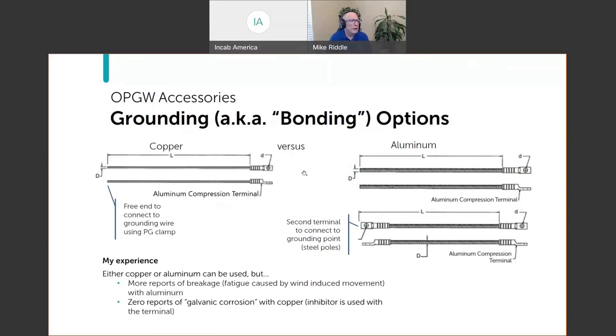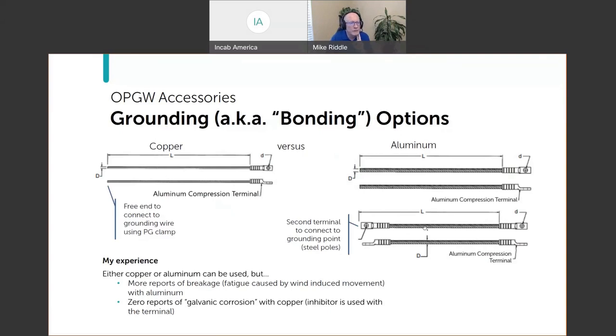Grounding, sometimes called bonding. You have two options, copper bonding straps, as they're often called, versus aluminum bonding straps. Both are fine. You might have a free end where you're using a PG clamp or something like that to connect to either a wood pole, like to connect to a bonding wire running down the pole, or it could be a clamp to connect to some attachment point on a structure if it's a lattice tower or a steel pole. Aluminum is the same thing. Both would have a compression terminal, at least one compression terminal, to connect to the accessory.